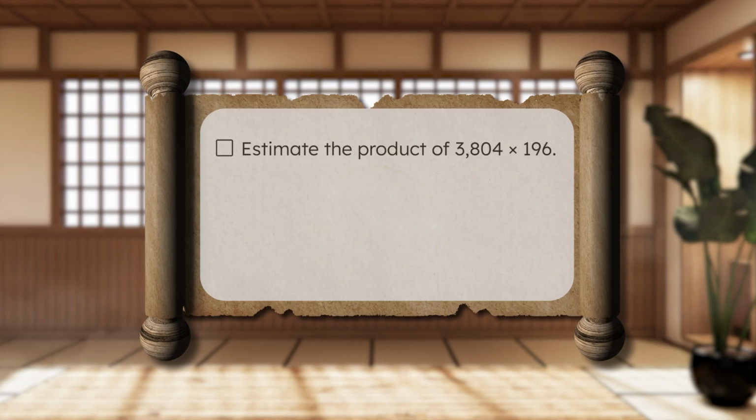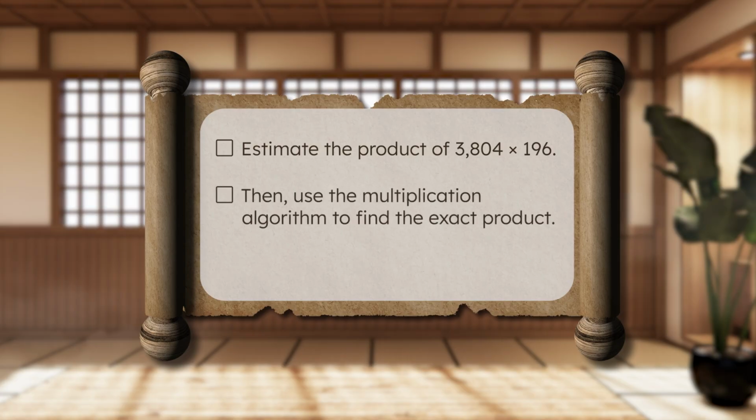Estimate the product of 3,804 times 196. Then, use the multiplication algorithm to find the exact product. Is your answer reasonable? Explain. Study well. The path to mastery begins now.